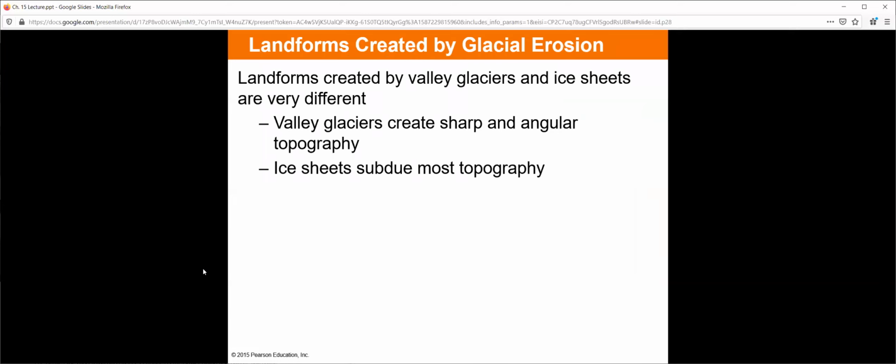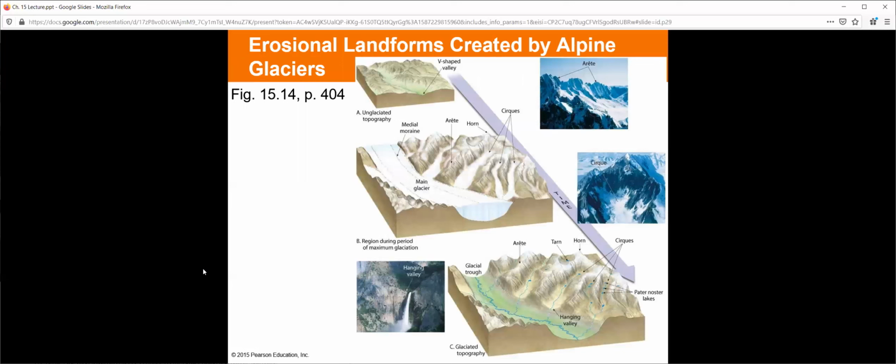Landforms created by glacial erosion. Due to how the glacier works, it's pushing, it's shoving, it's cutting, it's grinding, what have you, you can create topography. Valley glaciers create sharp angular topography, and ice sheets subdue or clean out most of the topography.